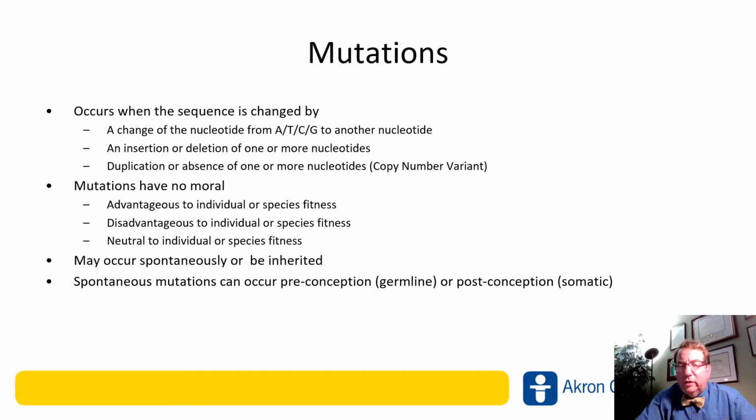So let's talk a little bit about mutations. Now, mutations occur when the sequence of the DNA is changed, and of course, if the sequence of the DNA is changed, the sequence of the messenger RNA is changed. So the A, T, C, or G is changed to another nucleotide. There are other types of mutations than just a switch.